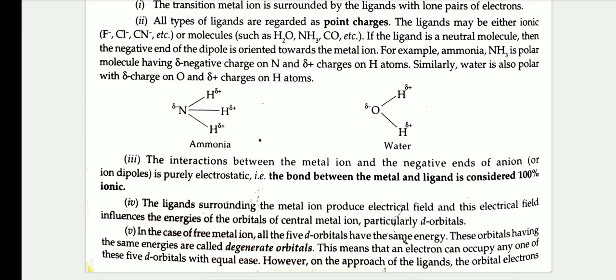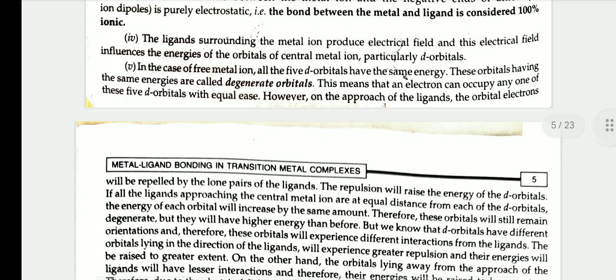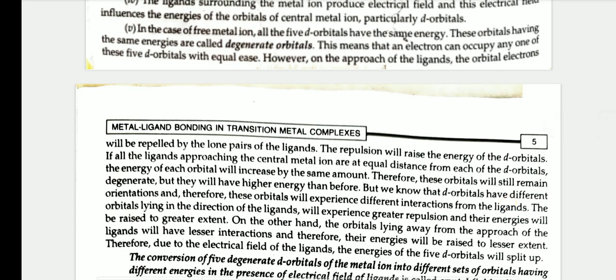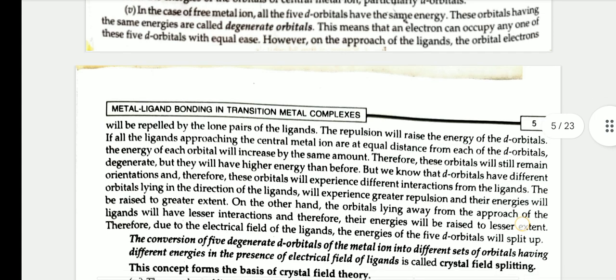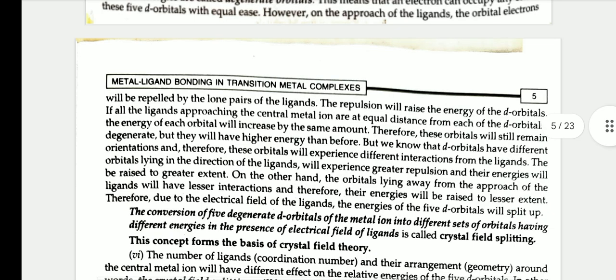particularly d orbitals. In the case of a free metal ion, all the five d orbitals have the same energy. These orbitals having the same energy are called degenerate orbitals. This means that an electron can occupy any one of these five d orbitals with equal ease. However, on approach of ligands, the orbital electrons will be repelled by the lone pairs of the ligands. The repulsion will raise the energy of d orbitals. If all the ligands approaching the central metal ion are at equal distance from each of the d orbitals, the energy of each orbital will increase by the same amount. Therefore, these orbitals will still remain degenerate, but they will have higher energy than before.